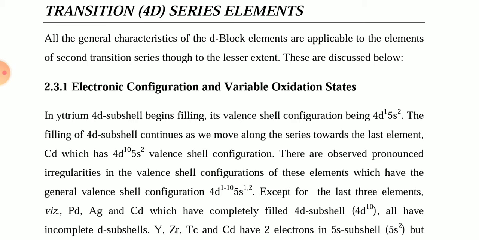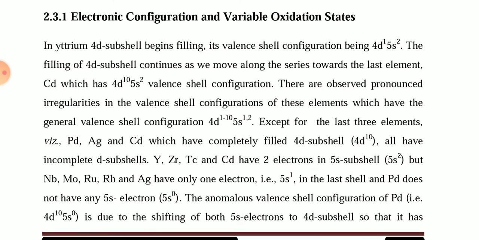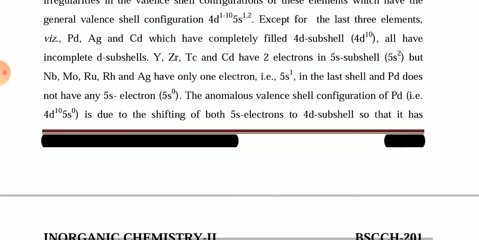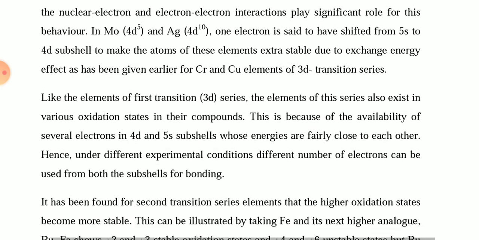It is observed that the elements have the general valence shell configuration 4d1 to 10, 5s1 to 2. So here you can see the electronic configuration varies from the first element, yttrium, to cadmium. Now the second is the oxidation state.